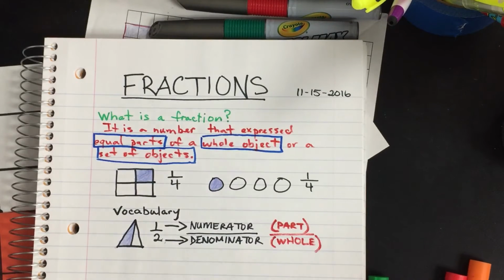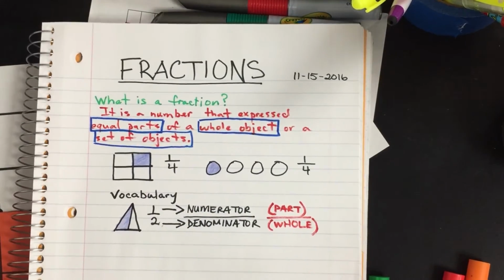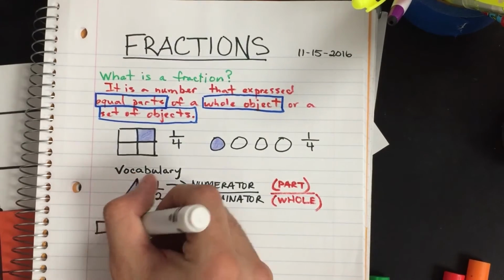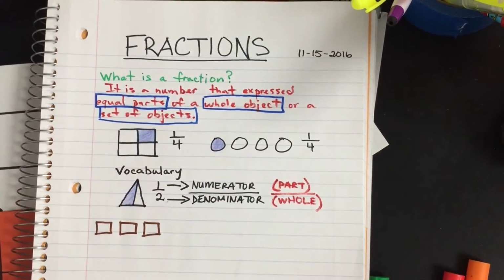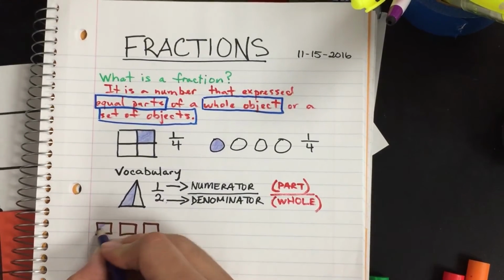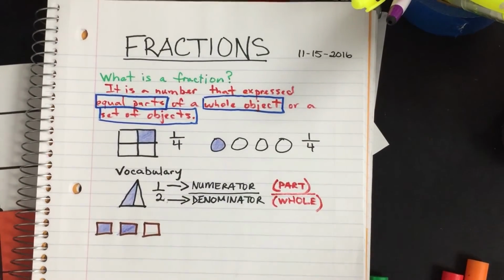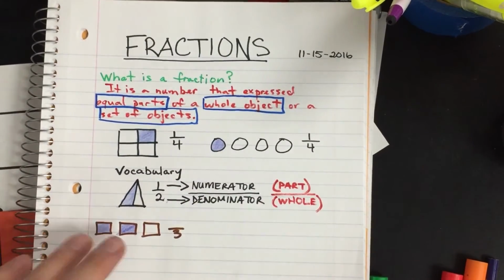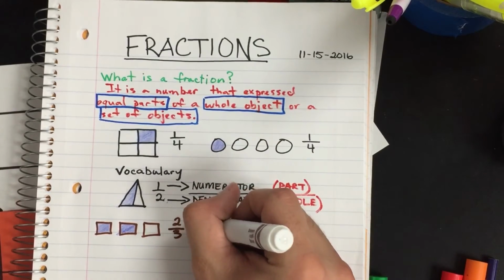So we can do the same thing again. Let's do another one, the diamond. This time we'll do them separate. We'll do separated squares. If I did it like this and shaded in 2 of these, what would the fraction be? Let's do it in reverse. How many squares are here? 3. Okay, so that's going to be our denominator. And how many are shaded? 2. And that's going to be our numerator, right? So let's write that.